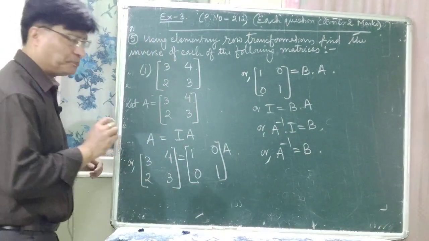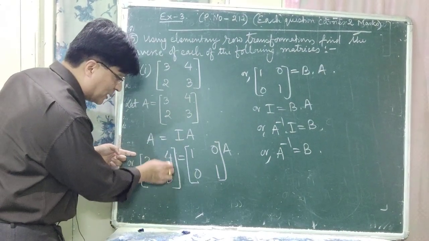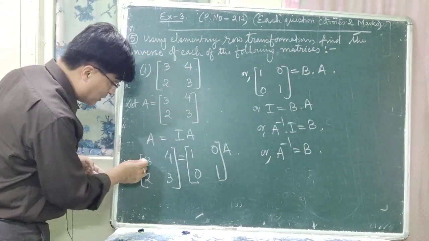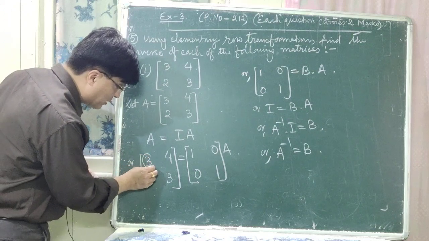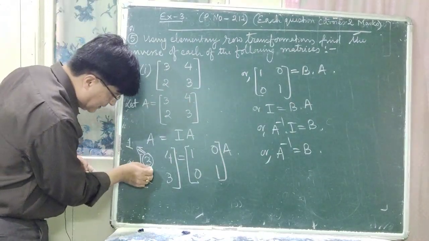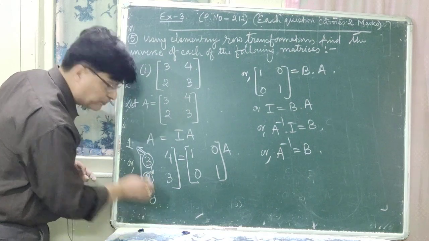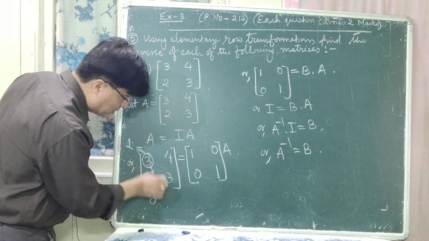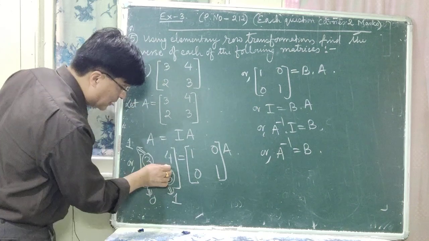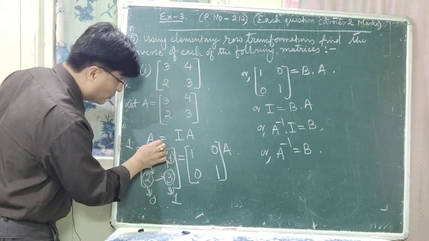Now you have to change this 3 into 1, 2 into 0, this 3 into 1 and this 4 into 0 in order to get the identity matrix. So this 3 should be converted into 1, isn't it? Then in this direction, you have to make this 2, 0. Then go in this direction, you have to make this 3 a 1. Then go in this direction, you should make this 4 a 0.